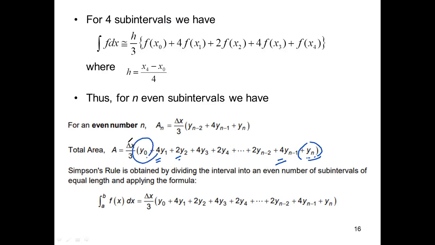Your formula is delta x over 3. See this? If you have the area of a particular function approximated using Simpson's rule, this will be your generic formula for that. Delta x over 3, then you have this, requiring that n should be even. Your sub-intervals, or your number of divisions, should be an even number.